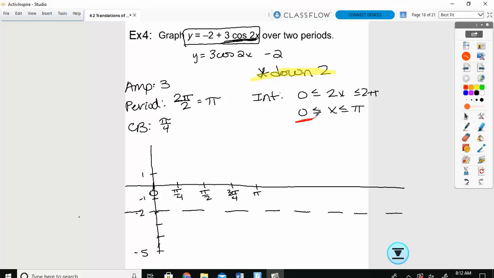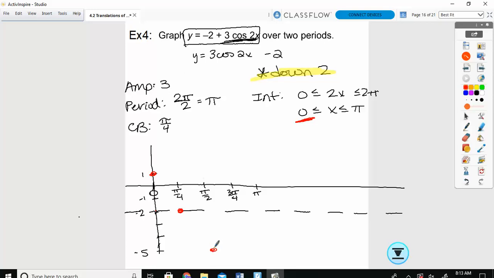So now if we draw in our graph, we start when x is 0. We're drawing cosine, which starts at its amplitude. So the amplitude is 3 above this line, so that would be at 1. When my x is pi over 4, we should be at our 0 point, which is at this -2, because our graph got shifted down 2.